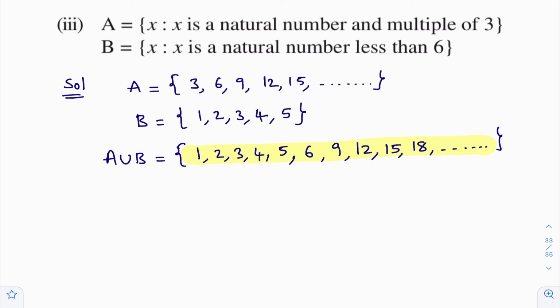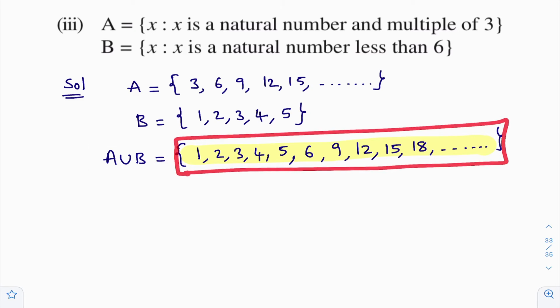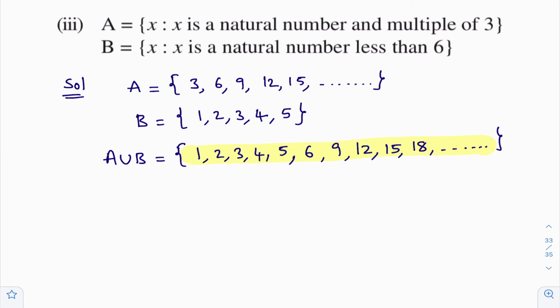I hope you understand this without any confusion. Very simple thing is, you observe the definition of A union B. What is the definition of A union B? All the elements present in A, present in B, or present in both. Simple thing. Whatever element is there in this set will be in either set A or set B or both. Okay.